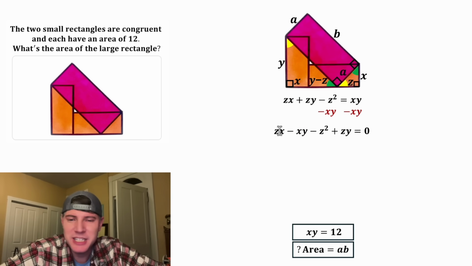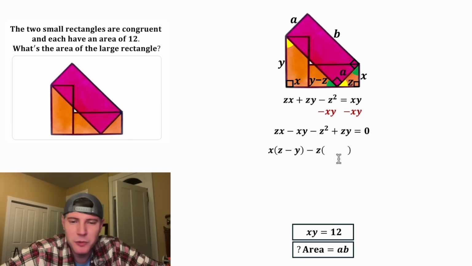The first two terms each contain an X, so let's factor out an X. And then for the third and fourth terms, each of these contains a Z, so let's factor out a Z. And let's subtract the Z. I think that's going to work out right. For the first one, after we factor out an X, we'll be left with Z minus Y.